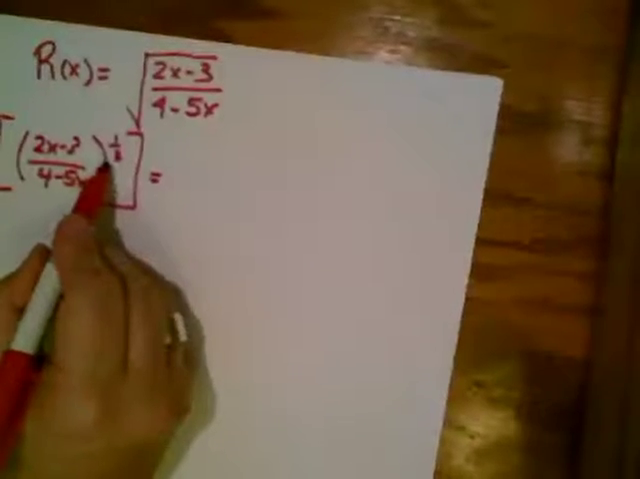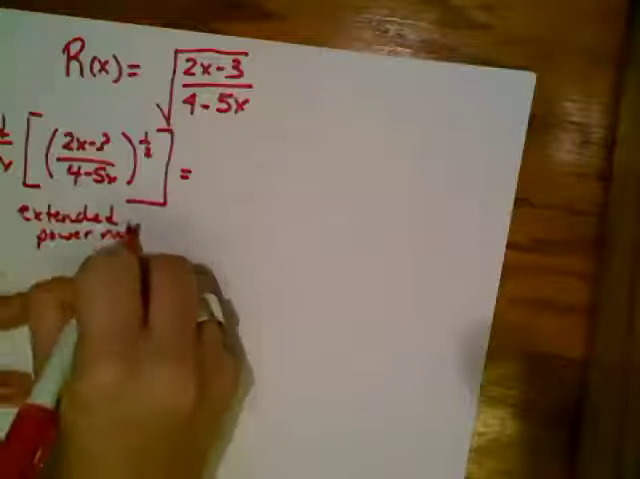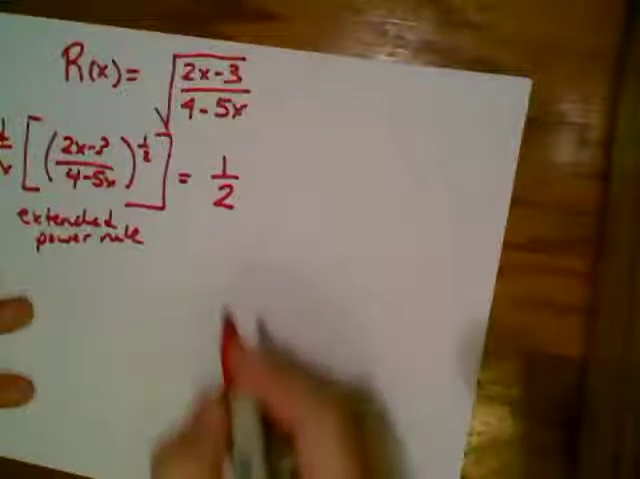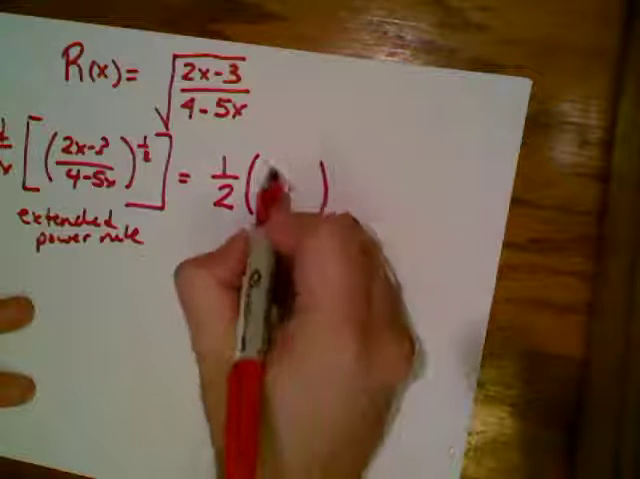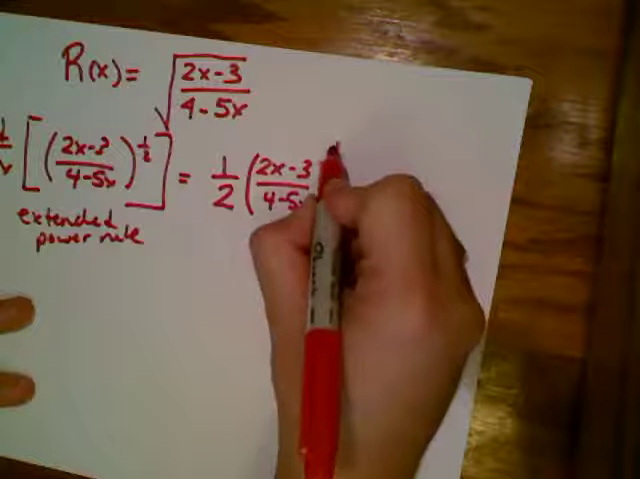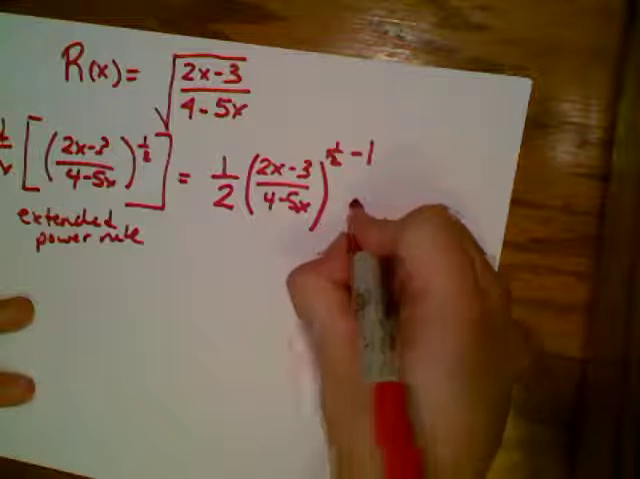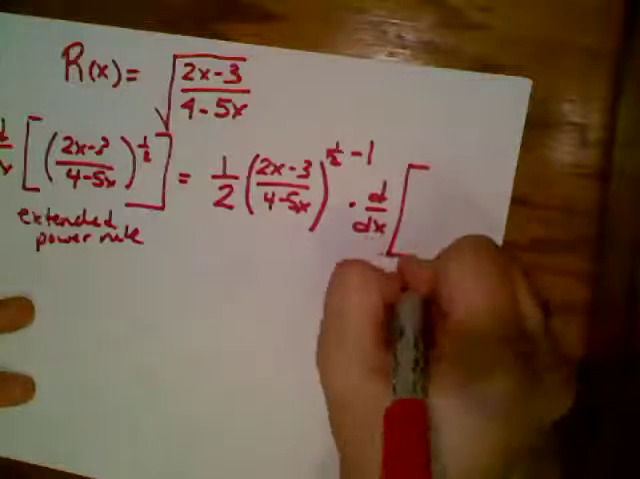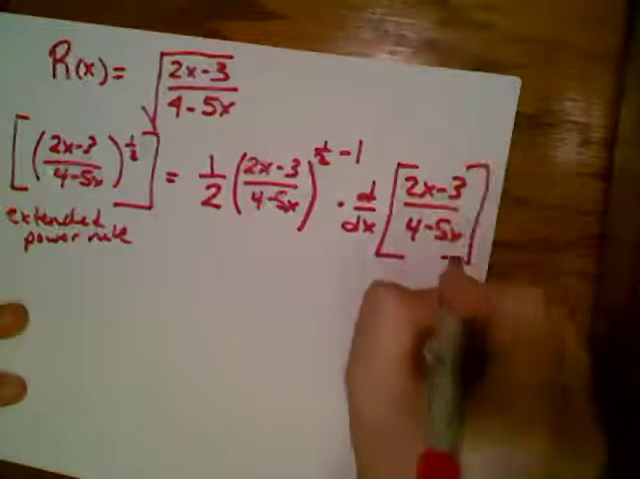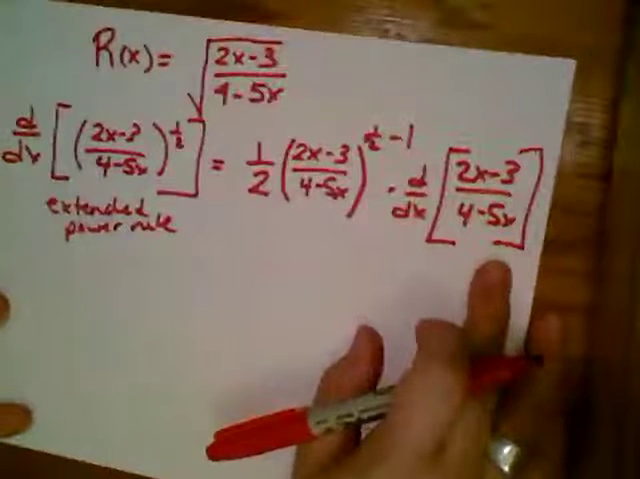So we can think of this as the extended power rule. Yes, we can bring down the power 1/2, treat it like a coefficient, and leave the base alone. We just copy down the base. We'll subtract 1 from the original exponent, and then we've got to multiply by the derivative of the base. Okay, so this is an incomplete answer, but it's a roadmap of how to get to r prime.